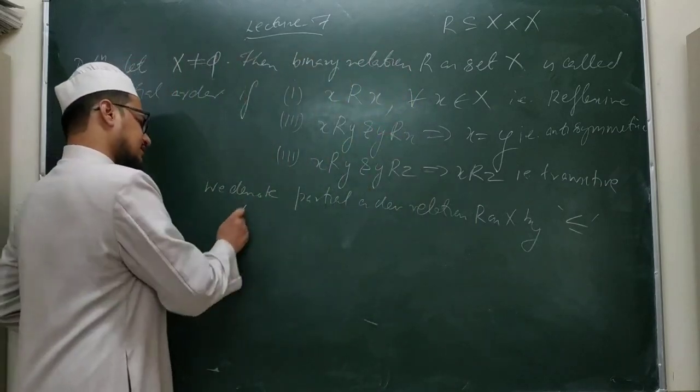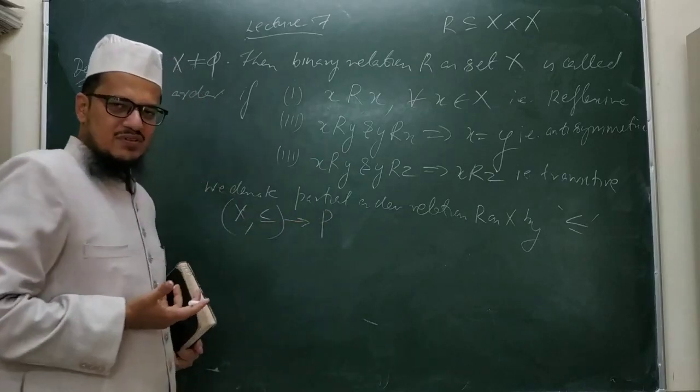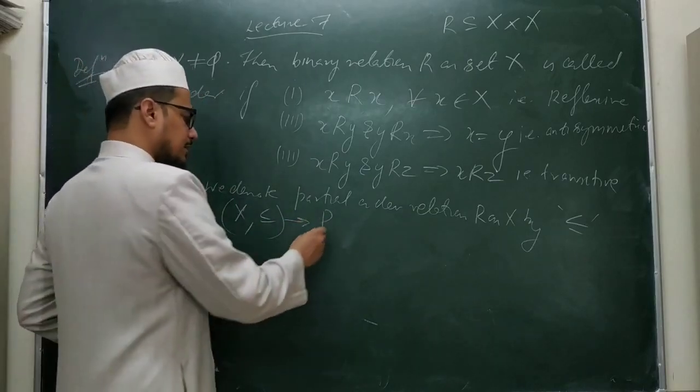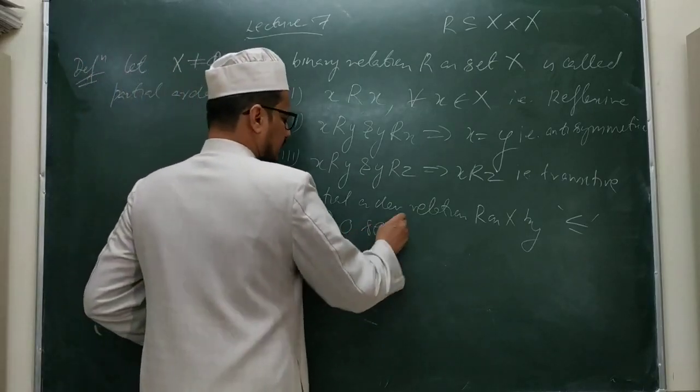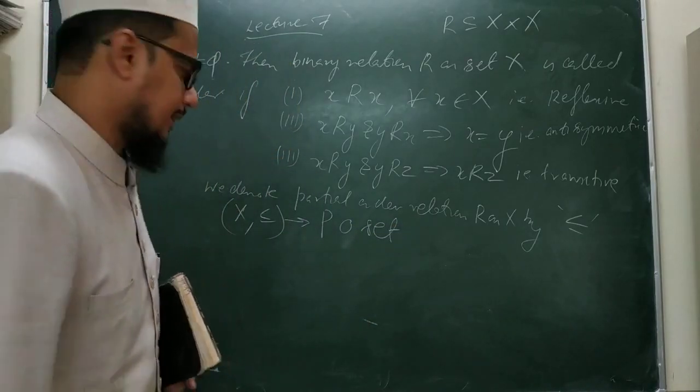So we say that X is a partial ordered set. A non-empty set with a partial order relation is called a partial ordered set. In short, we say that it is POSET, that is, partial ordered set.